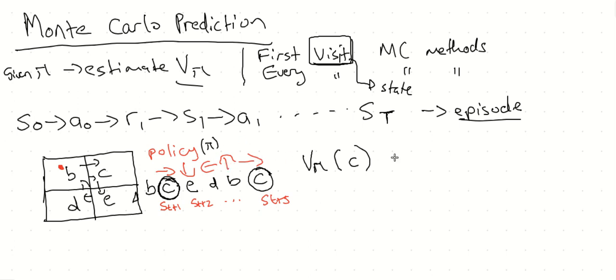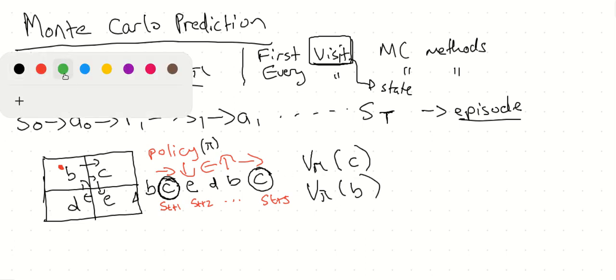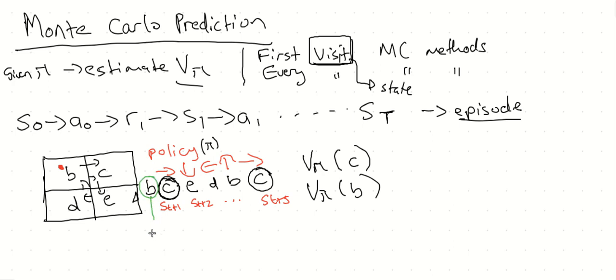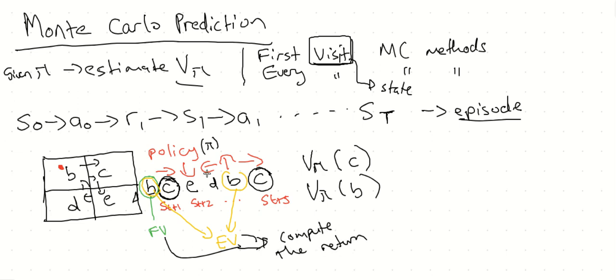The same goes for v pi of b. If it's first visit, we only look at this b and compute the return starting from this b. But for every visit, we have to look at this b and this b. We have to look at both b's. And what are we doing with this? We're using this to compute the return starting from those states.